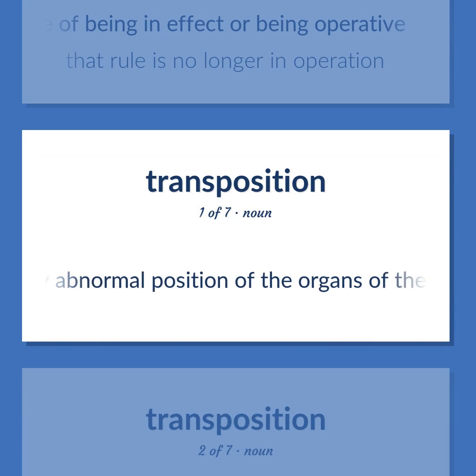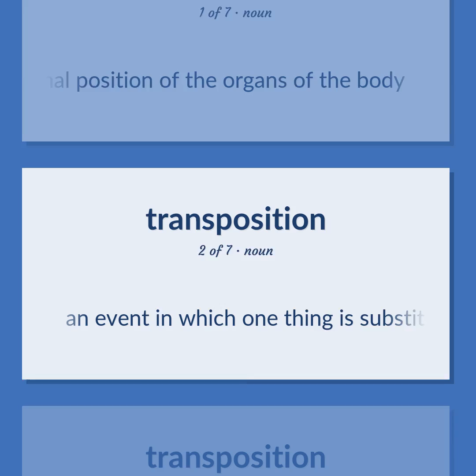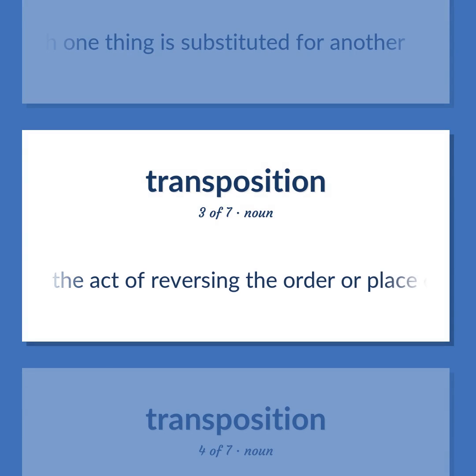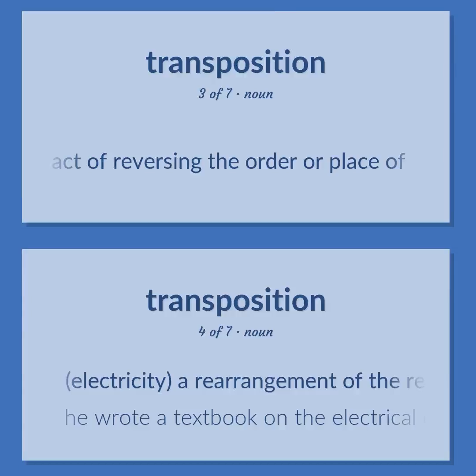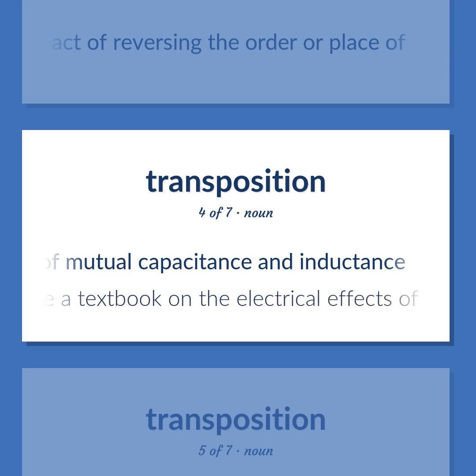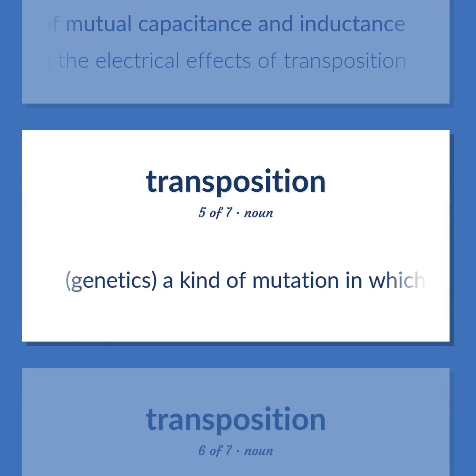Any abnormal position of the organs of the body. An event in which one thing is substituted for another. The act of reversing the order or place of. Electricity: a rearrangement of the relative positions of power lines in order to minimize the effects of mutual capacitance and inductance. He wrote a textbook on the electrical effects of transposition. Genetics: a kind of mutation in which a chromosomal segment is transferred to a new position on the same or another chromosome.